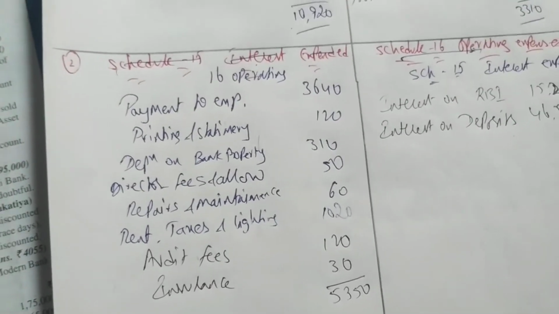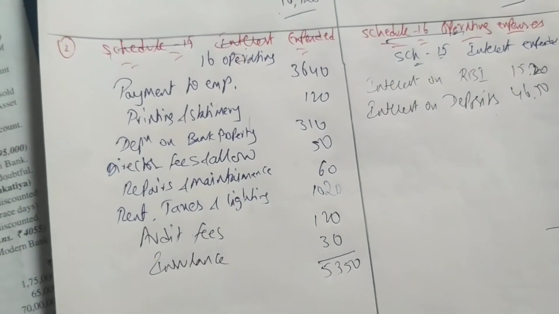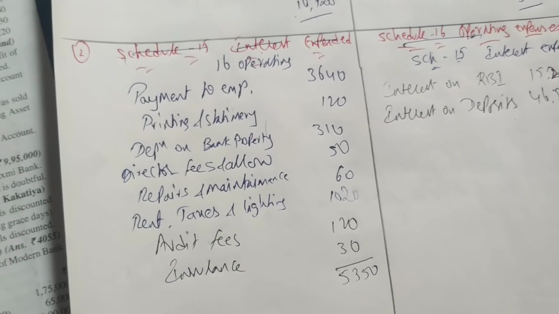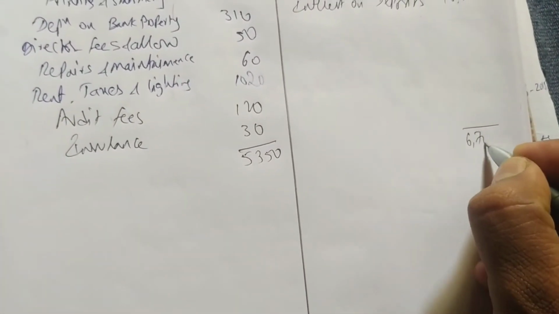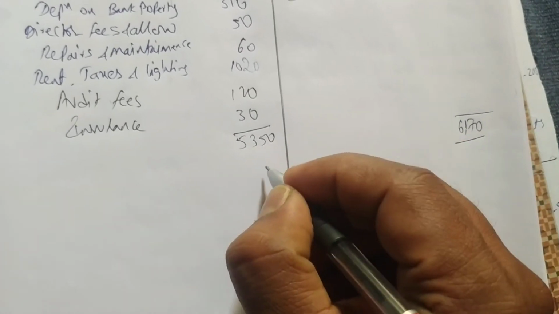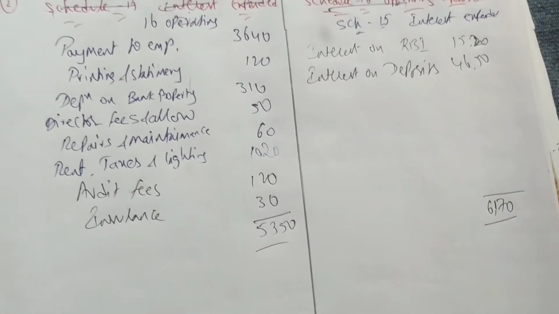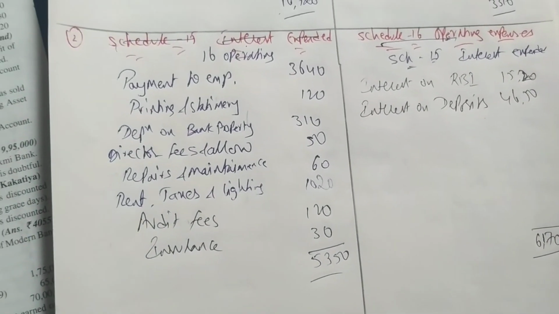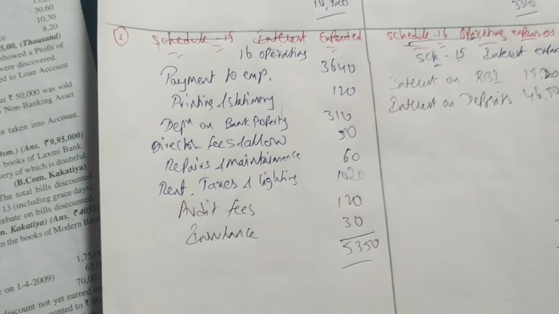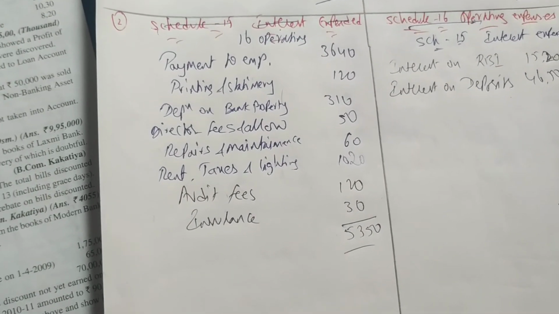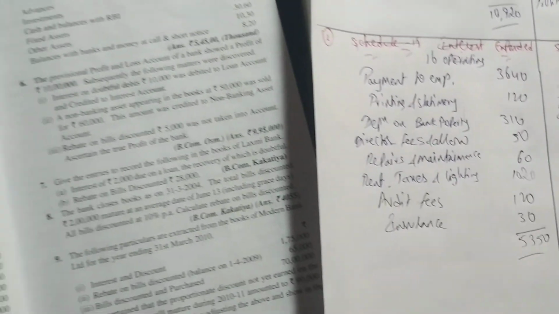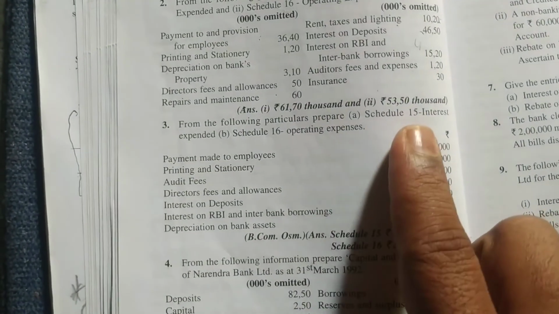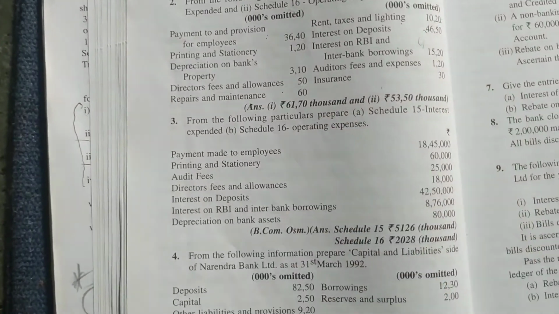And the total of interest expended is 1520 plus 4650, 6170. 6170 is the total of interest expended, and the total of operating expenses is 5350. So it's easy, like this you have to solve. So I want you to solve schedule number 15 interest expended and schedule number 16 operating expenses.